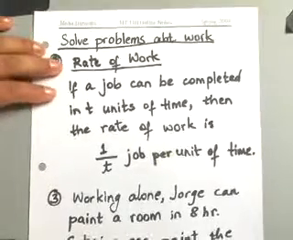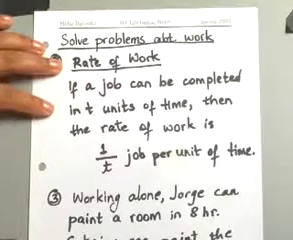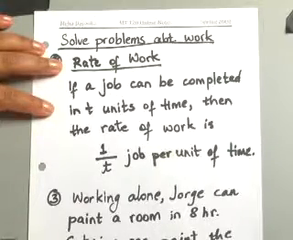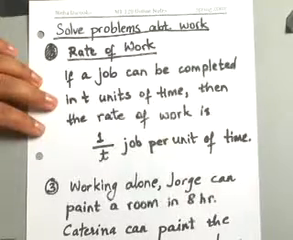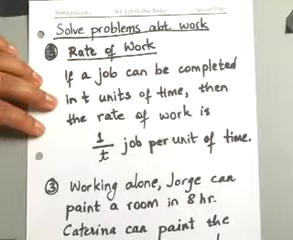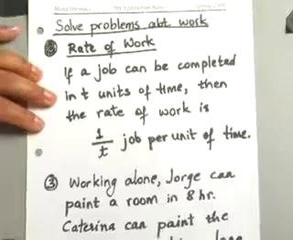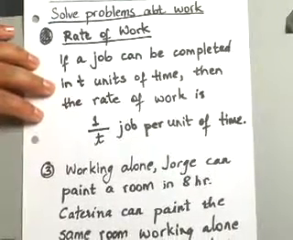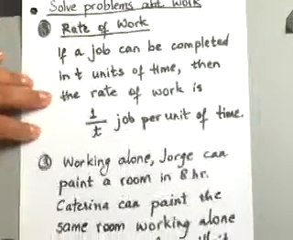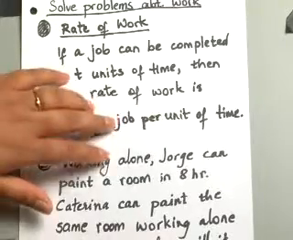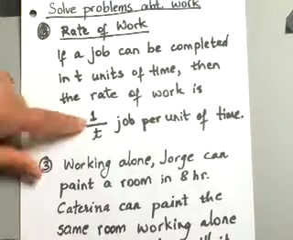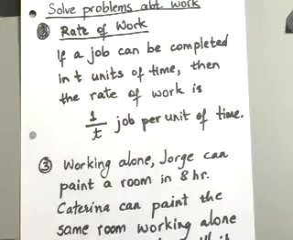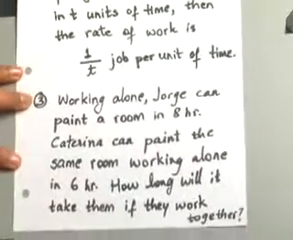Now remember, the rate of work, that is basically how fast you're working at a certain job, is this: if a job can be completed in T units of time, and T could be anything, 2 hours, 5 hours, 10 minutes, doesn't matter. If it takes you T units of time to complete a job, then the rate of work is 1 over T job per unit of time. Okay, so 1 over T job per unit of time will be your rate of work for completing whatever job you were working on. So let's see how we can work with that.